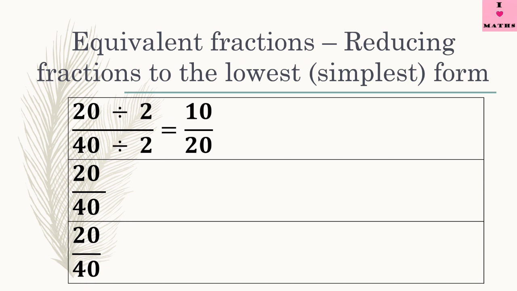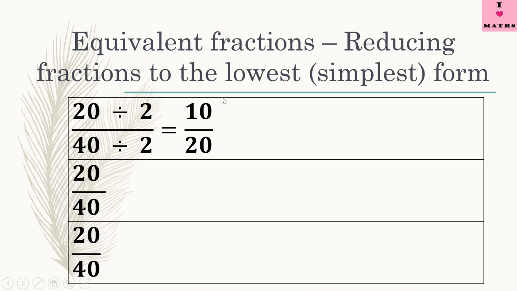Okay, let us see. Since both these numbers are even numbers, they both come in the table of 2. 20 divided by 2 gives us 10 and 40 divided by 2 gives us 20. 2 20s are 40 and 2 10s are 20, right? So 20/40 is equal to 10/20. These two are equivalent fractions.